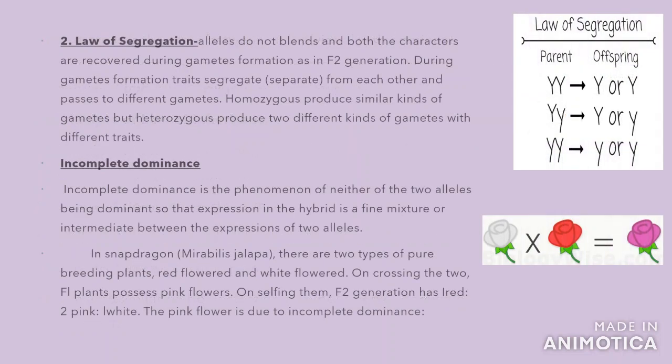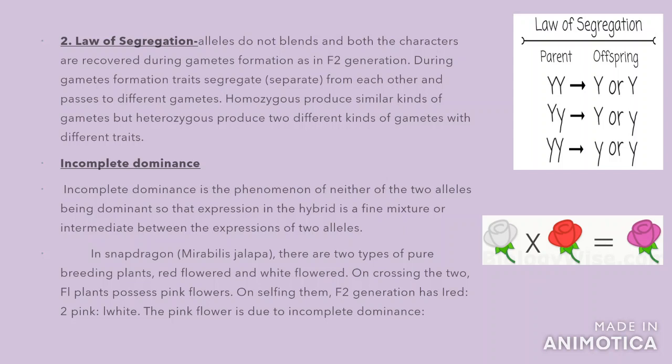Law of segregation. Alleles do not blend and both the characters are recovered during gamete formation as in F2 generation. During gamete formation, traits segregate, separate from each other and pass to different gametes. Homozygous produce similar kind of gametes, but heterozygous produce 2 different kinds of gametes with different traits.